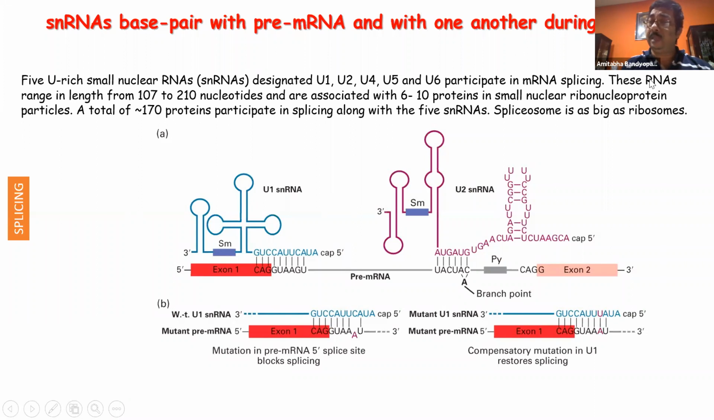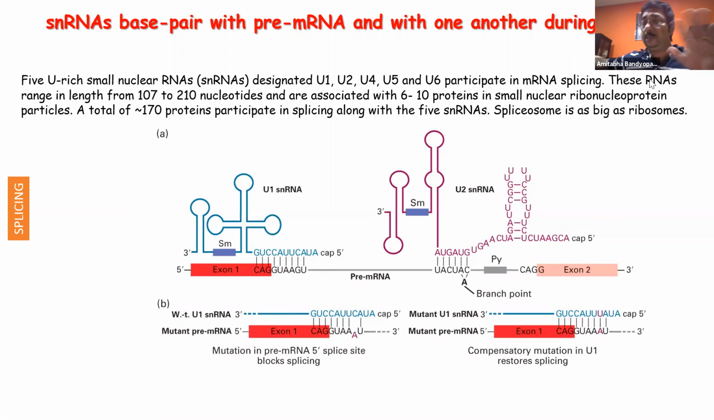Now, the splicing happens in conjunction with several small nuclear RNAs or snRNAs. In splicing, 5 snRNAs take part: U1, U2, U4, U5, and U6. These 5 snRNAs do not act by themselves. They are in complex with a variety of proteins. Typically, there are 170 proteins that are in complex with the splicing RNAs.